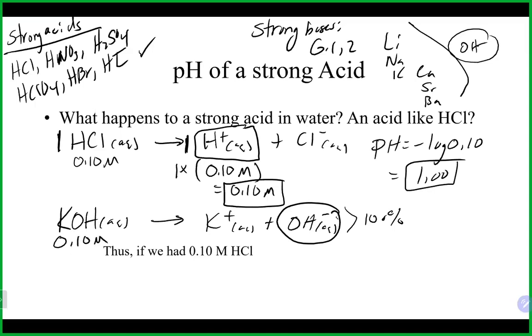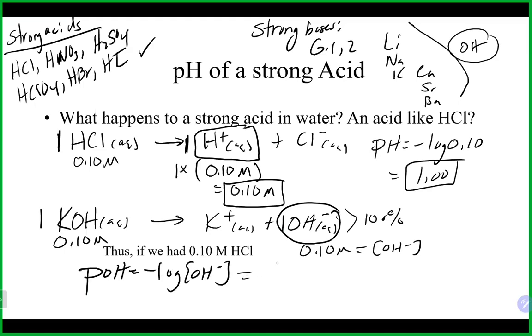So if we had the same concentration here, potassium hydroxide at 0.1 molar, it is a 1-to-1 relationship again with our hydroxide, and that would get us 0.1 molar, and that basically will equal our hydroxide concentration. That again, as I mentioned, could go into our pOH, minus the log of the OH minus. That is going to give us a pOH of 1.